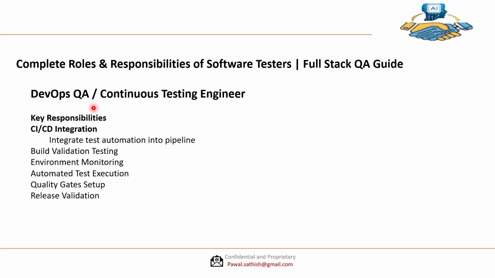Next is the DevOps QA, or continuous testing engineer. Here our responsibility is to integrate test automation into the pipeline. Then we'll perform build verification testing, also called smoke testing. We'll also monitor the environment, and execute automation tests. As a DevOps QA, we'll do release validation as well, and after that we'll ask the end user to start the execution.